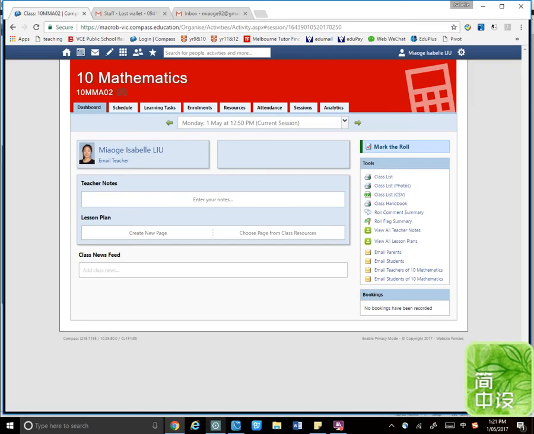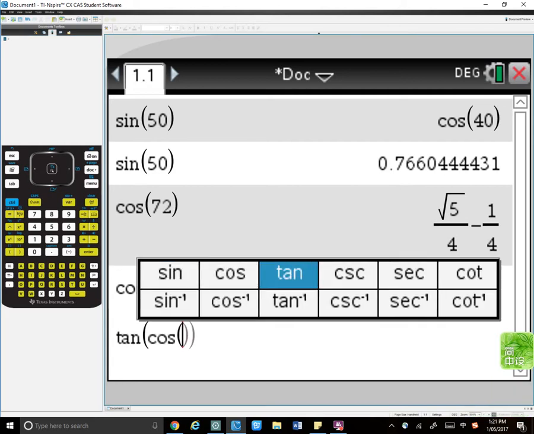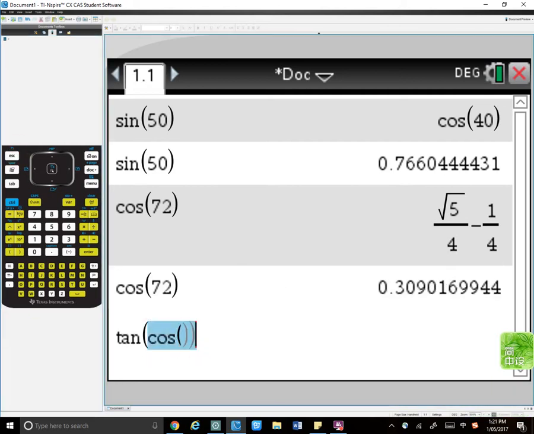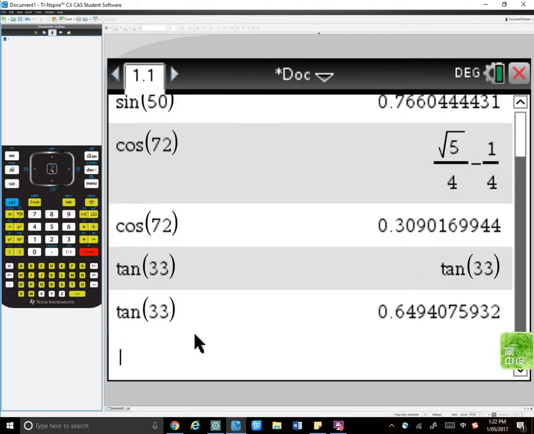And I have tangent 33. Okay, tangent 33. Tangent is here. It's still tangent because that's the only exact form it can give me. I can press Control and Enter, and it gives me 0.65.